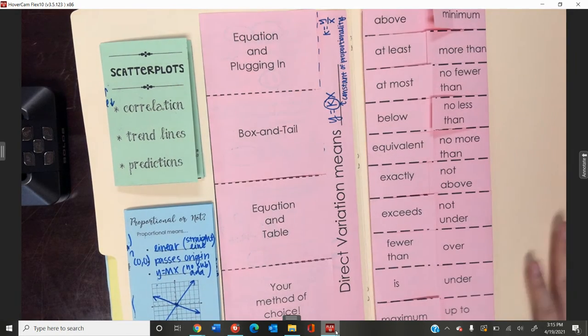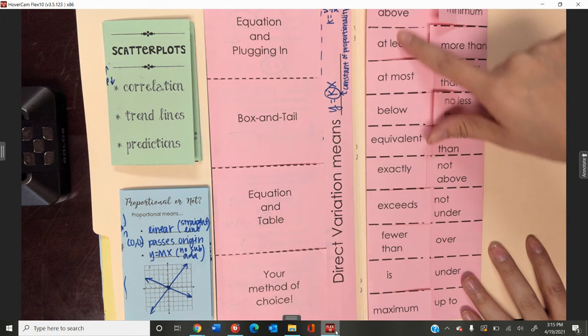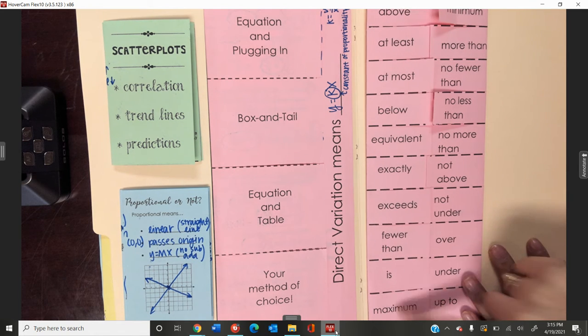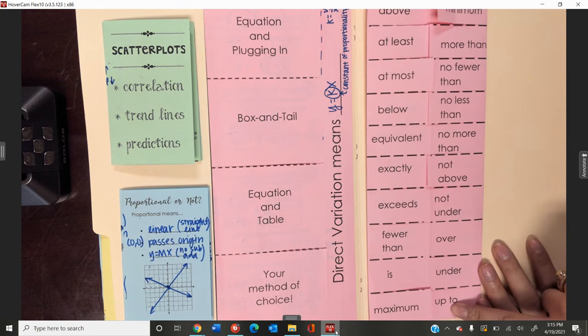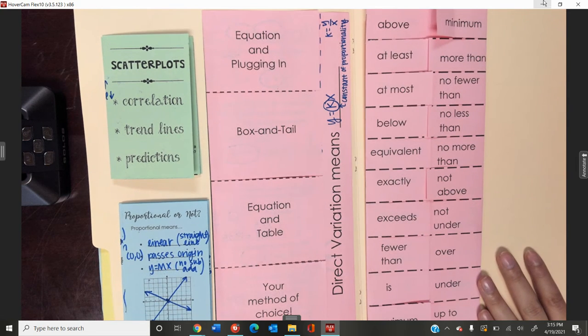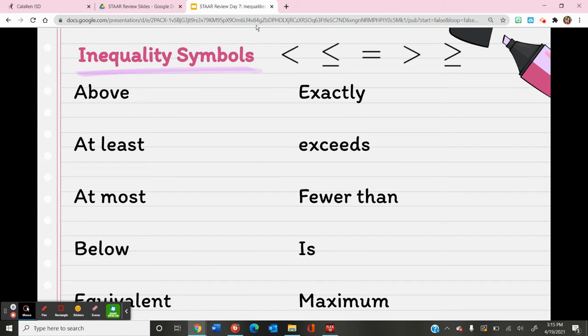So the way your Google slide is going to work today is all of the terms on one side of your foldable are on one slide, and then on the second slide, the rest of them are on the other. So I'm going to go back to our Google slide, and we're going to be looking at the inequality symbols. So first we have the term above. If something is above something, that means it is greater than. So this is the symbol for greater than.